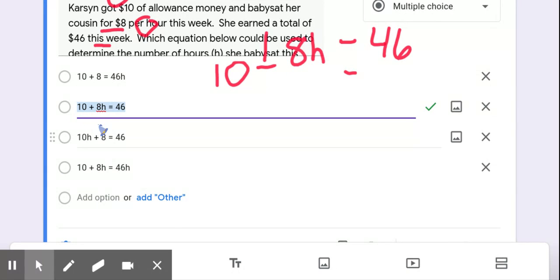Because 10 is all by itself. I don't work for $10 an hour, and $46 an hour doesn't make sense. So those two need to go away. I'm left with 10 plus 8 hours equals 46.